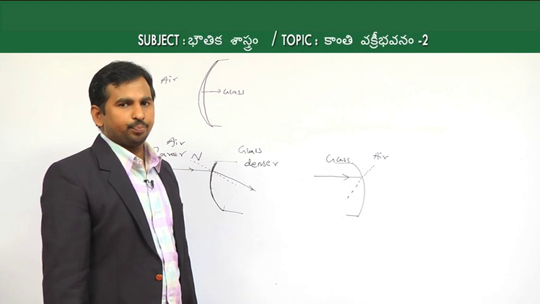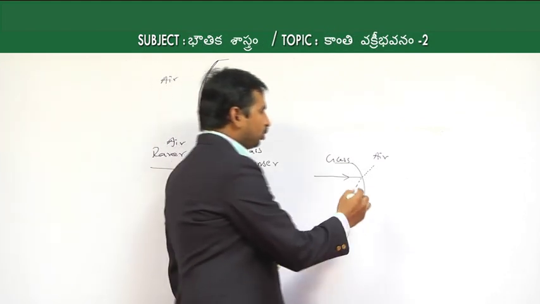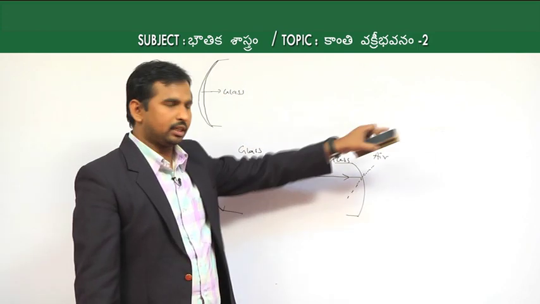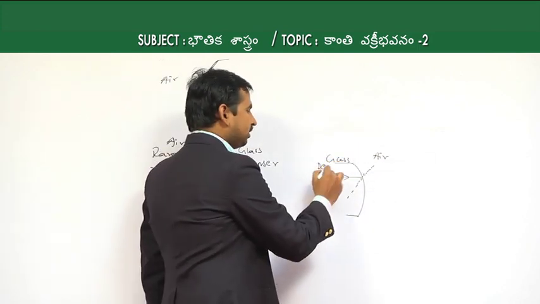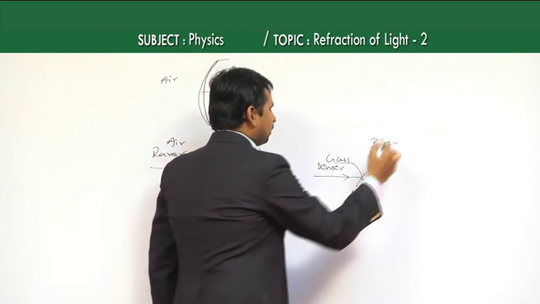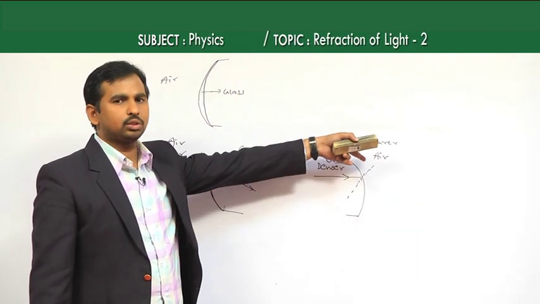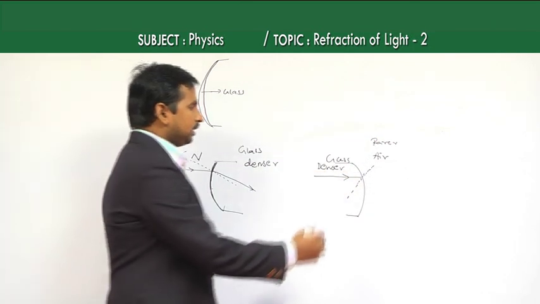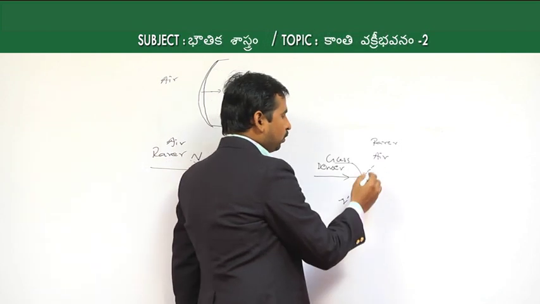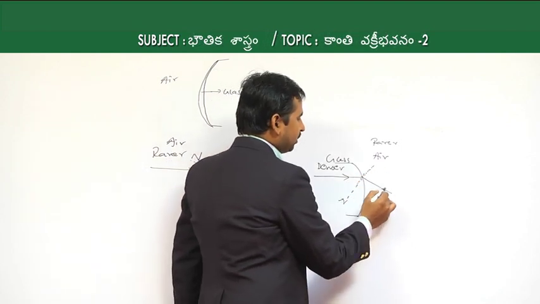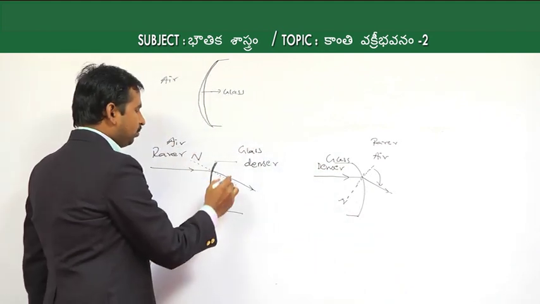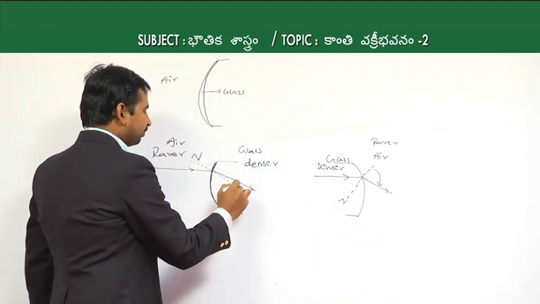Now, does the light ray bend towards the normal or away from the normal? As it is going from denser to rarer, because glass is denser and air is a rarer medium, the light ray bends away from the normal here. Instead of going straight, the light ray bends away from the normal like this. In the earlier case, it bends towards the normal.